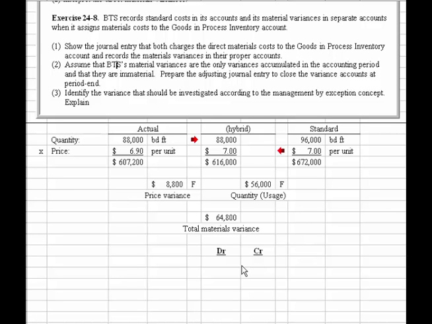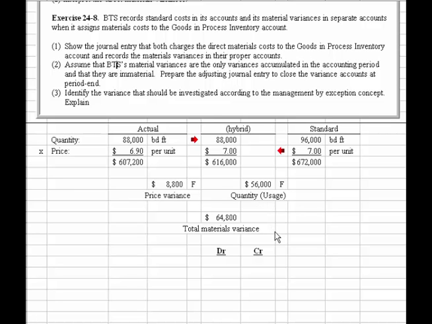Okay, now let's take a look at exercise 24-8, which uses the variances that we've calculated in the previous exercise, and we have those solutions in front of you. They gave us enough information about the BTS Corporation on the previous exercise that we were able to compute that the company had an $8,800 price variance, a $56,000 favorable quantity variance. This is for direct materials, or a material usage variance.